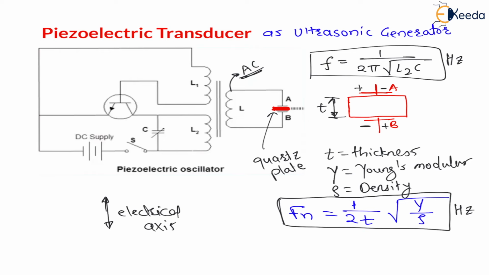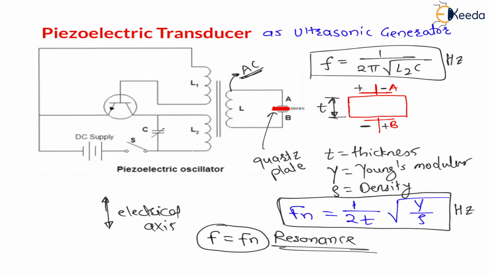And my dear students, whenever the frequency of the AC supply matches the natural frequency, that means whenever the supplied frequency f becomes equal to the natural frequency of vibration of the quartz plate, such a condition is called resonance. Whenever resonance occurs, ultrasonic waves are generated, and these sound waves travel into space with maximum amplitude. At resonance, there is always maximum amplitude of vibration of any wave.